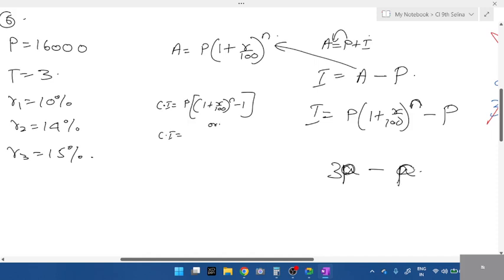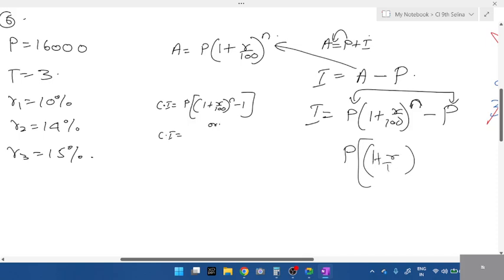3P minus P. What is common to them? P is common. In bracket, you get 3 minus 1, right? In the same way, what is common to them? P is common, right? If you take P out, what is left over, students? What are the values left over? 1 plus R by 100 to the whole power N minus 1.